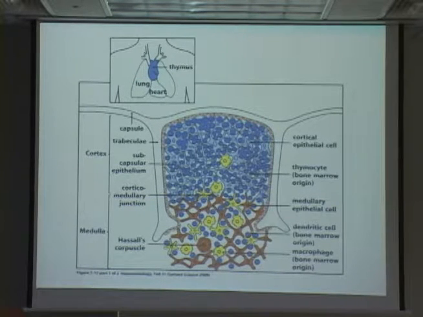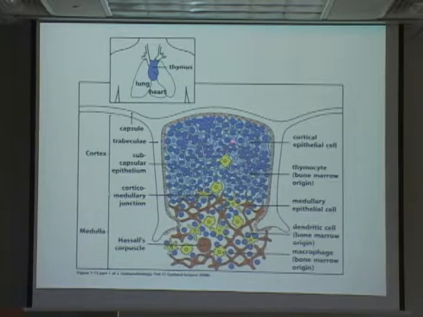And then it shrinks at around about the time of puberty. It continues to function into old age, but most T cells are generated in young life. And after the age of puberty, you really don't need the thymus because T cells are actually very long-lived. Okay, so the thymus has two zones, the cortex and the medulla.